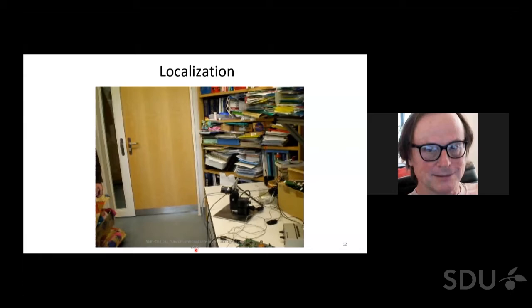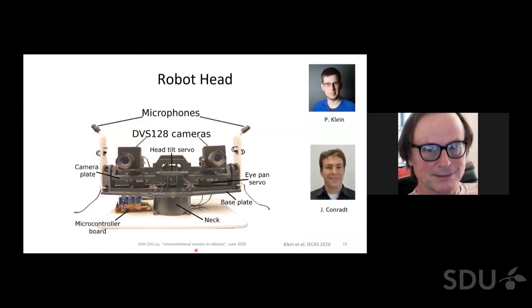Okay, and so then we decided to make a more sophisticated robot head. This was done by students in Jörg Conradt's group. It has a neck, so you can do a pan and a tilt, so you can look for the azimuth and also the altitude. The same thing for the 2 DVSs: they also have their own pan-tilt system, like your eyes. And then we have the microphones, which go to the Cochlea board, which you don't see here. And then a microcontroller board, of course, that controls the motors of this robot head.